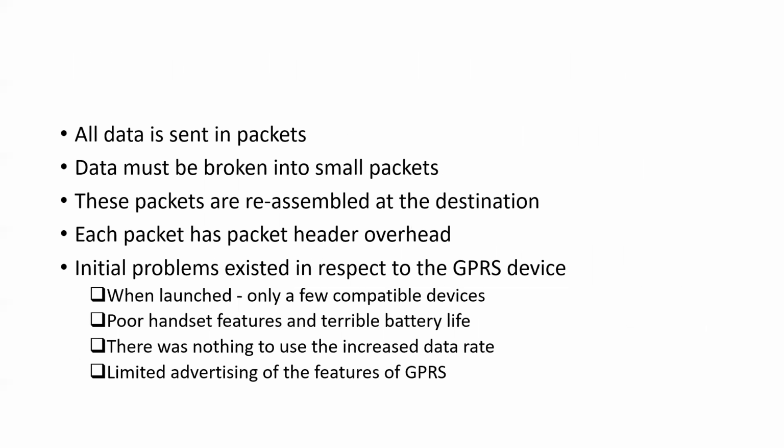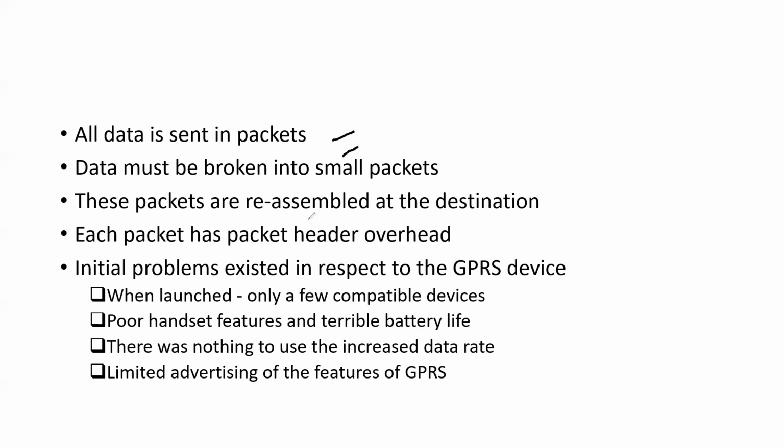In the GPRS technology, data was sent in packets, in small packets. At the destination end, they reassembled these packets, and each packet has an overhead header in order to recognize it, in order to reassemble also in a serial way. These packet overheads were very helpful at that time.